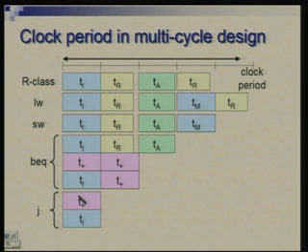The R class instructions now get done in 4 clocks, LW in 5, SW in 4, BEQ in 3 and J in 1. There are still small dead times because of inequality, because these times are not exactly equal, there are some differences. But you would notice that the overall improvement in performance will be there, because the overall wastage in time is much smaller.